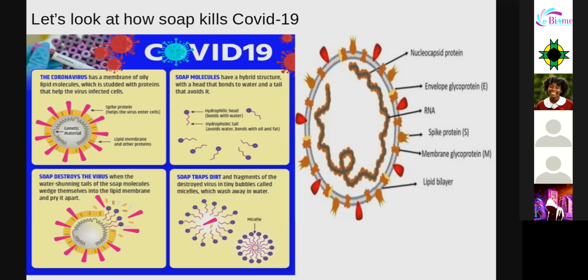And here we see how the soap destroys the virus. The tail is hydrophobic, and hydrophobic means it hates water. It doesn't want to come near water at all. And hydrophilic means that it loves water. It always wants to be in the presence of water. So what the tails of the soap molecules do is wedge themselves into the lipid membrane and pry it apart.